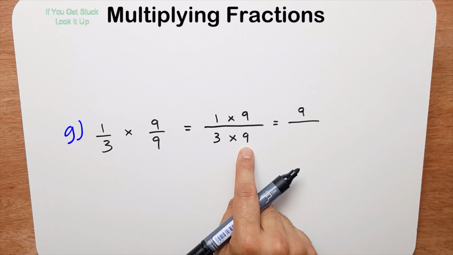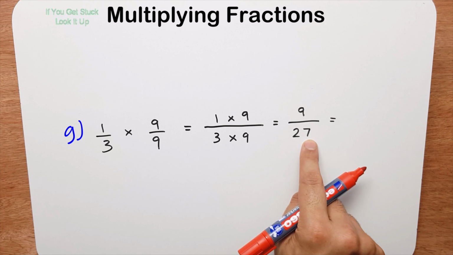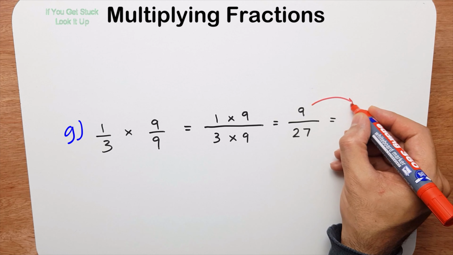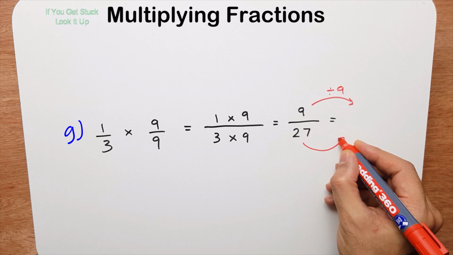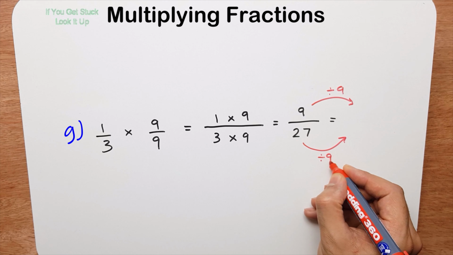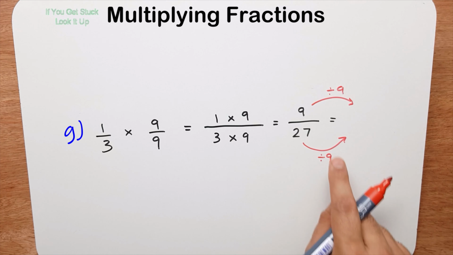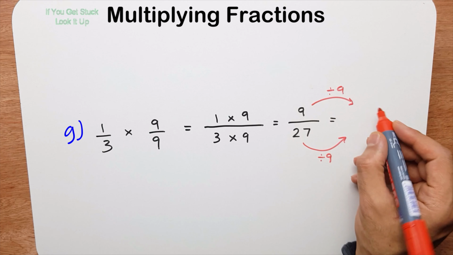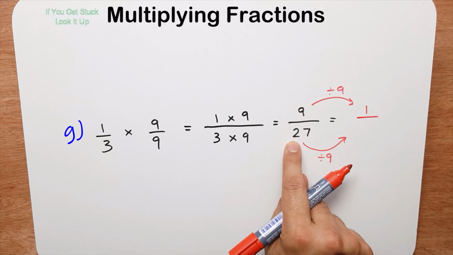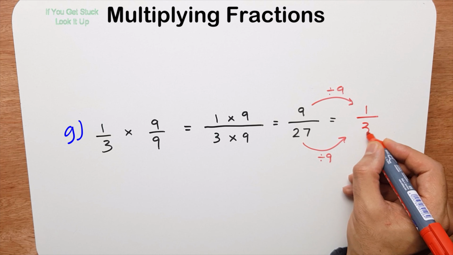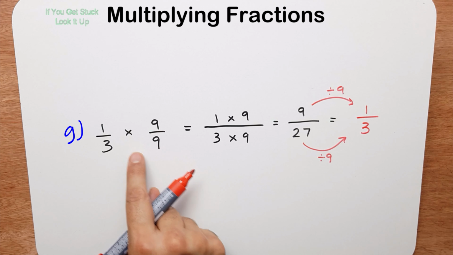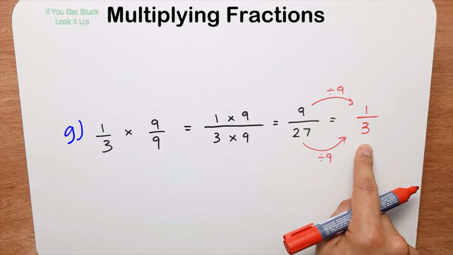Now I can see straight away that they're both in the 9 times table. So I can simplify this fraction. I can divide the numerator or the top number by 9. And whatever I do to the top number, I have to do the same to the bottom number. So I have to divide this by 9. I can't divide it by any other number. So 9 divided by 9 is 1. And 27 divided by 9 is 3. So 1/3 times 9/9 is 1/3.